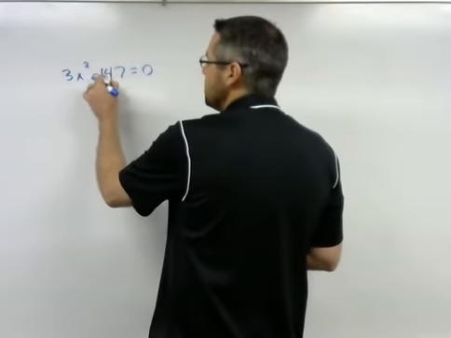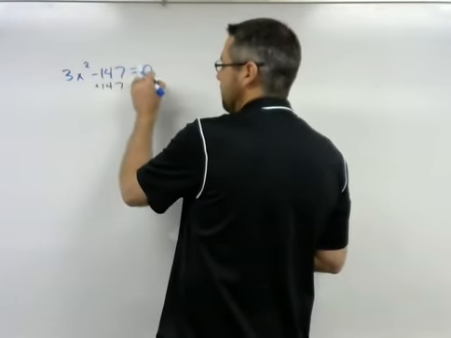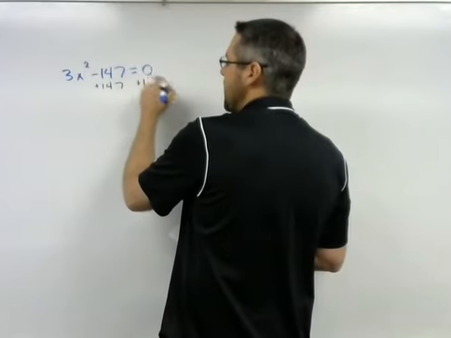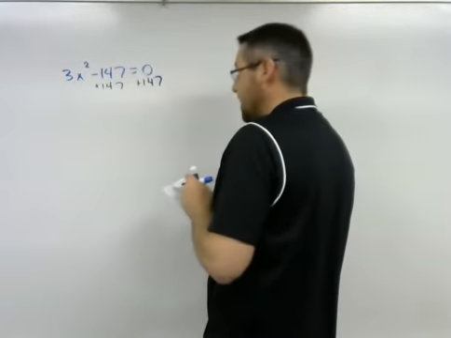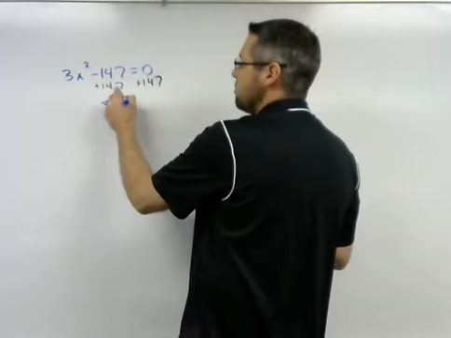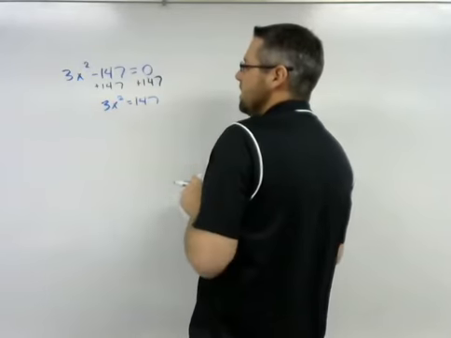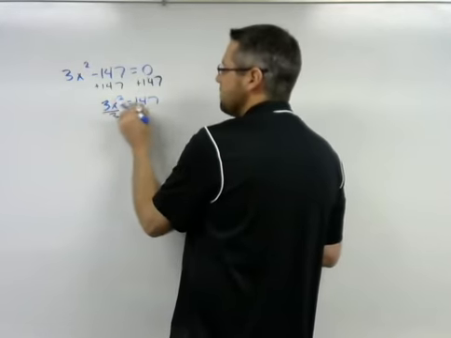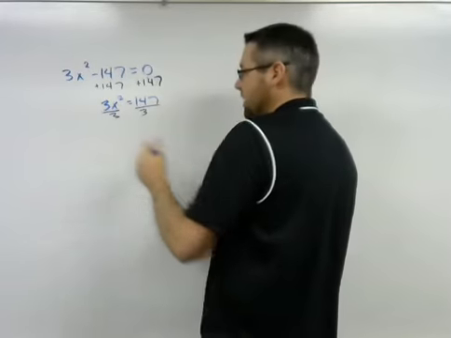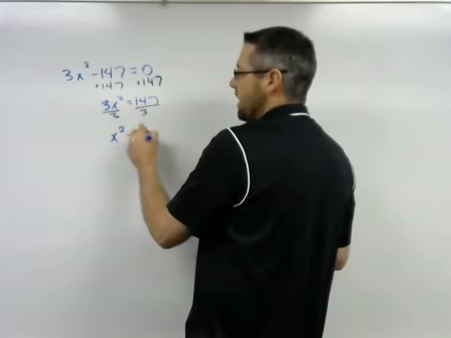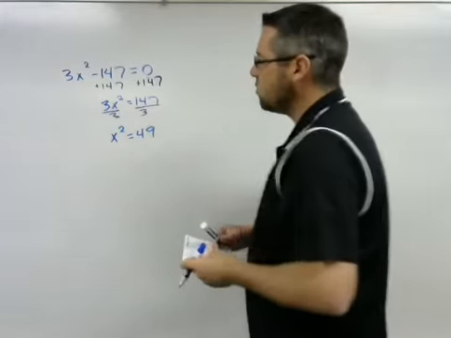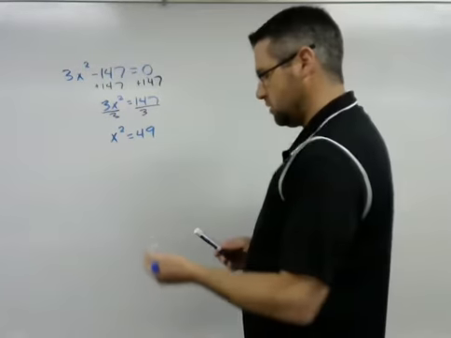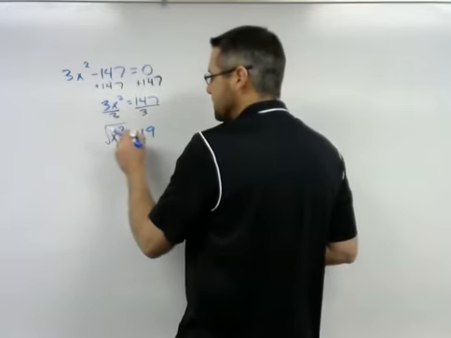So the first step is to get the x squared by itself. To do that, we're going to add the 147 to both sides. So we end up with 3x squared equals 147. And then we're going to divide by 3 on both sides. And we end up with x squared equals 49. And then to get rid of that squared, we're going to square root. So we square root both sides.